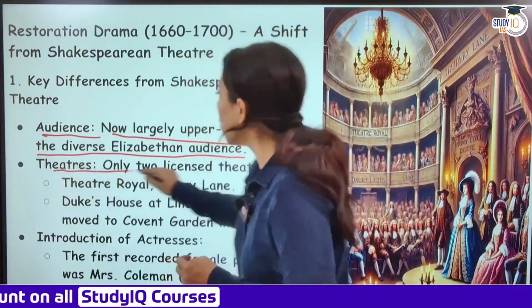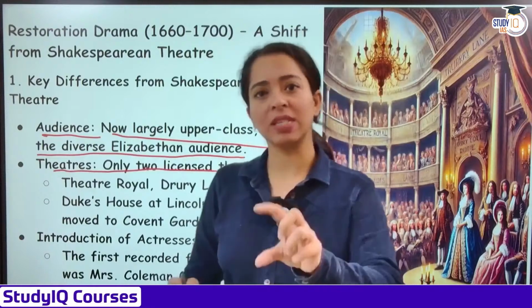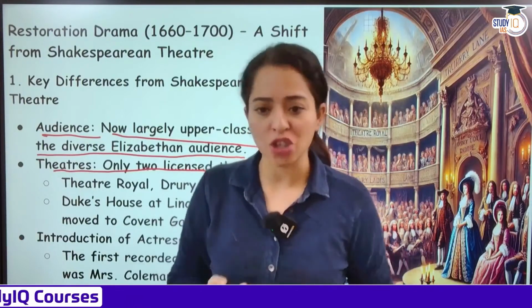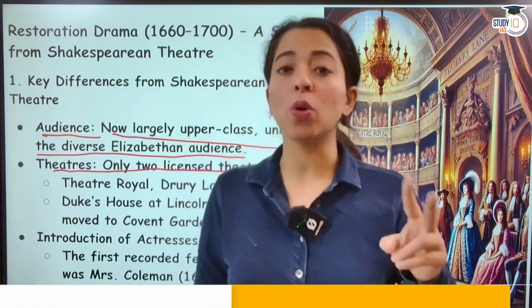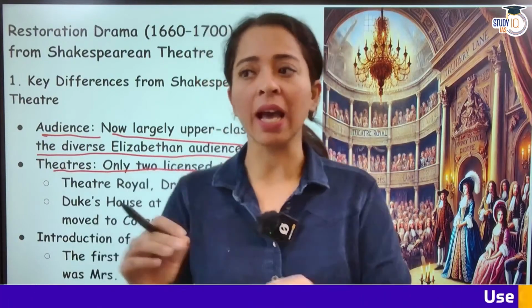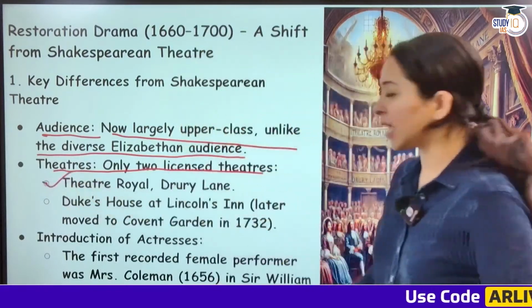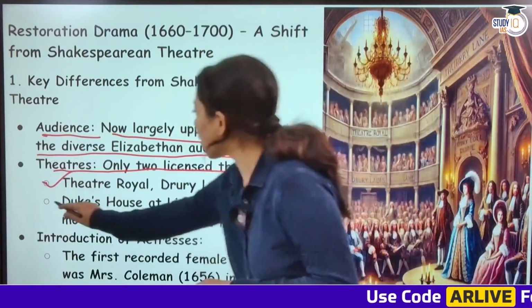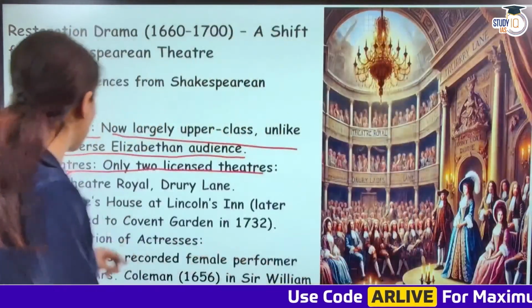Now theatres, only 2 licensed theatres were there. As we know, in 1642 the theatres were completely shut. So once the theatres got open, only 2 theatres had the license to show plays, and that is Theatre Royal, Drury Lane, one, and next was Duke's House at Lincoln's Inn, later moved to Covent Garden in 1732.